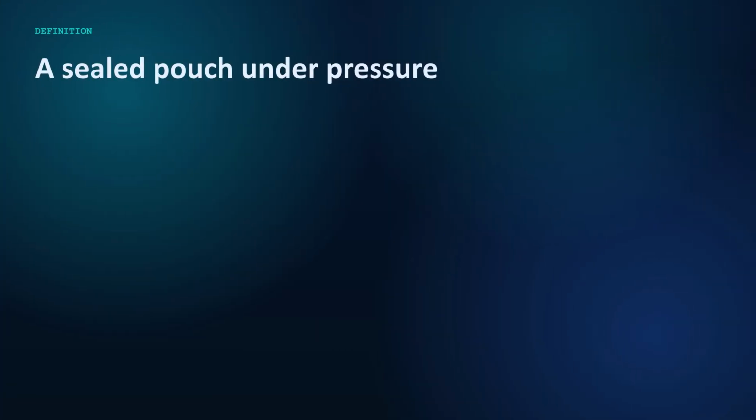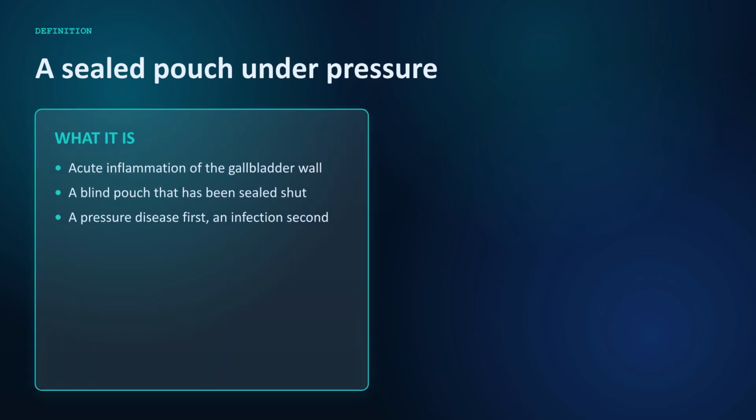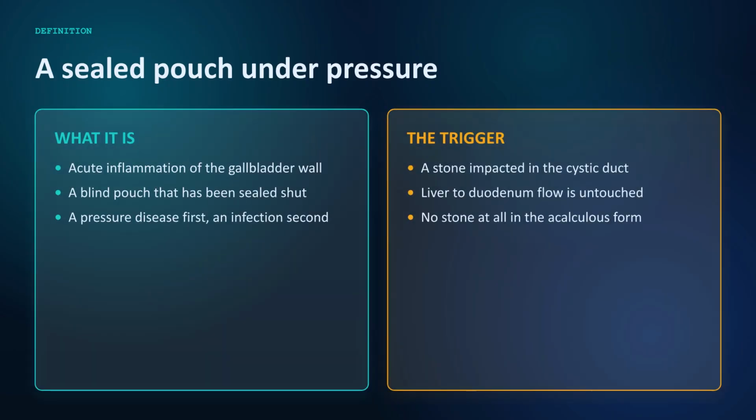So what are we actually treating? Acute cholecystitis is acute inflammation of the gallbladder wall. In the great majority of cases, the trigger is mechanical. A gallstone impacts in the cystic duct and will not move. Notice what that means. The problem is obstruction first, and infection second. The gallbladder is a blind pouch that has been sealed shut. Everything that follows, the swelling, the pain, the fever, the risk of necrosis, comes from pressure behind that blockage. A minority of cases have no stone at all, and we will come back to those.